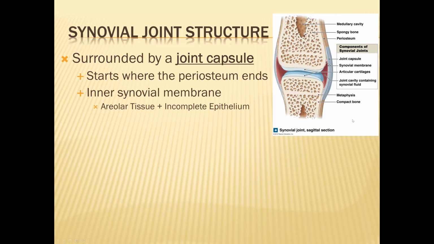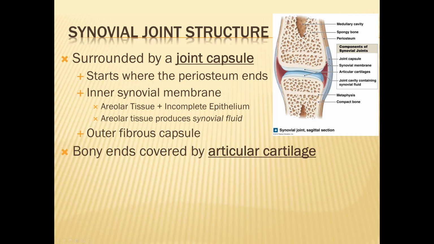There is an inner synovial membrane, which is shown as pink in this image. And we talked about synovial membranes back in Chapter 4 when we introduced you to tissue membranes. If you recall, a synovial membrane was composed of a layer of areolar tissue covered by an incomplete epithelium. The cells in the areolar tissue produce synovial fluid, which fills the inner joint cavity, and we will talk more about synovial fluid on the next slide. The outer part of the joint capsule is an outer fibrous capsule, and that is the part that is shown as light blue in this image.